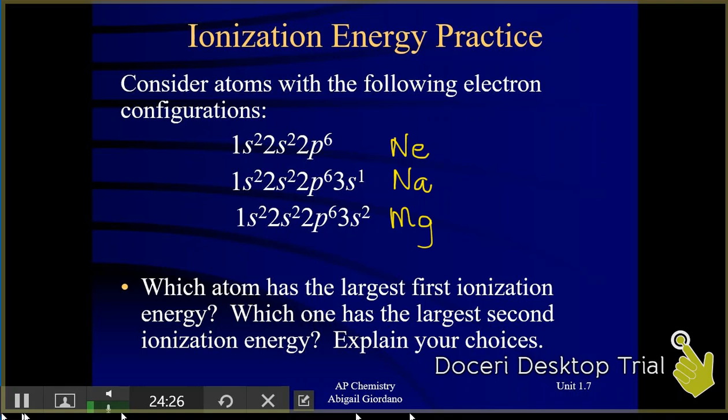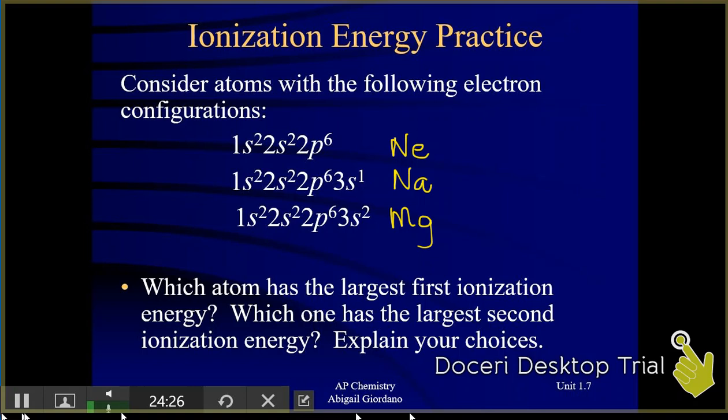Not only does neon have 1 less energy level than the other 2, meaning its valence electrons are one energy level closer to the nucleus and experiencing a stronger effective nuclear charge, but neon also has a filled energy level. Taking an electron away from a filled energy level is a big deal.